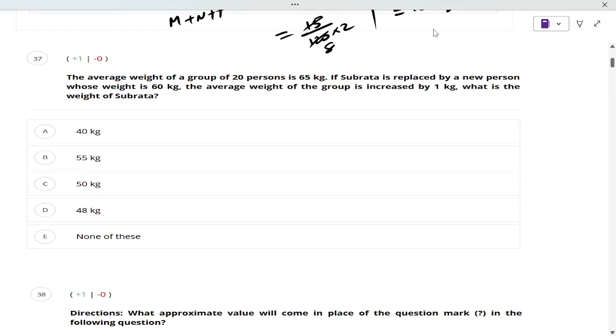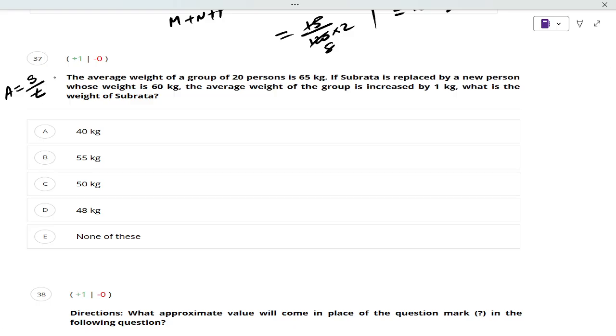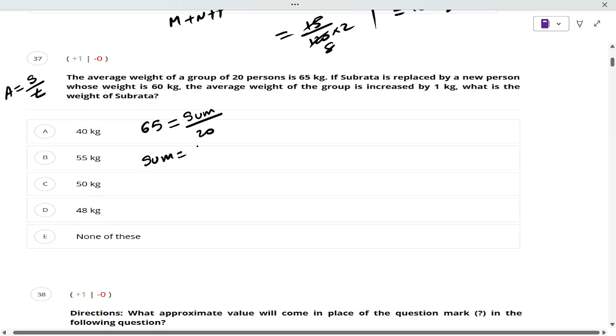Next one is from the topic average. So average weight of a group of 20 persons is 65. So the definition of average is equal to sum of observations divided by total number of observations. So here we have 20 persons whose average is 65. Now this will give us the sum, meaning total kg of 20 persons, divided by total number, we have 20 of them. So here sum becomes 20 into 65, which is nothing but 1300 kg, right?